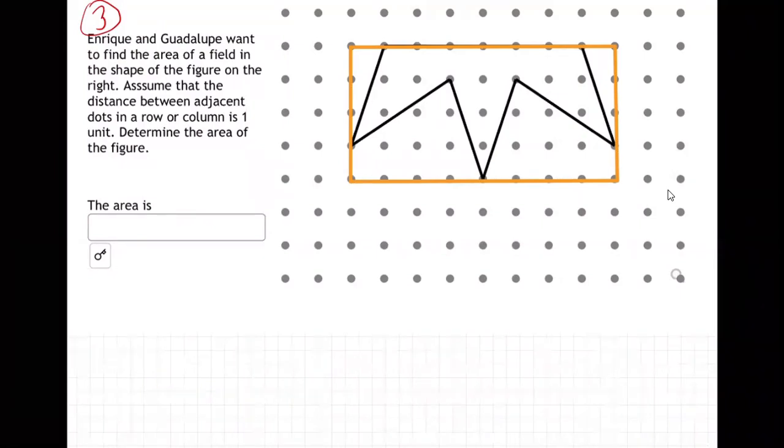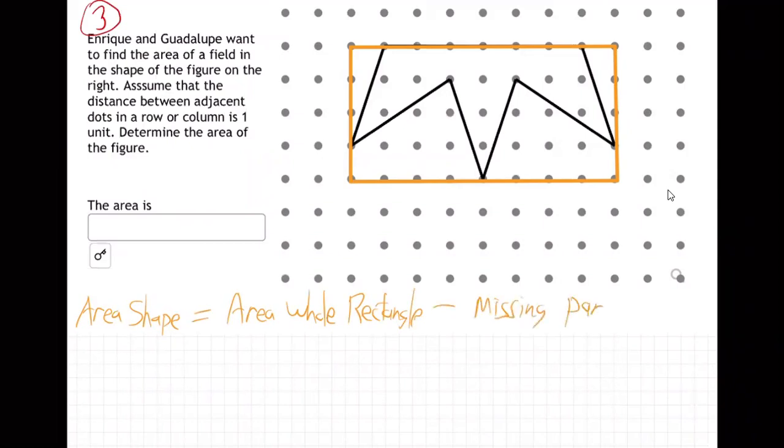What's the game plan? I think you know it by now. The area of the shape is going to be the area of the whole rectangle minus the missing parts. So the area of the inside shape is going to be the area of the whole rectangle. Subtract the parts that are missing.